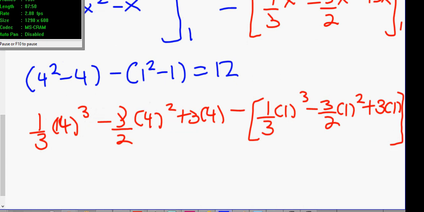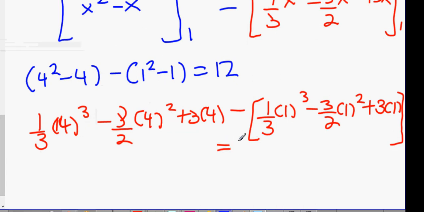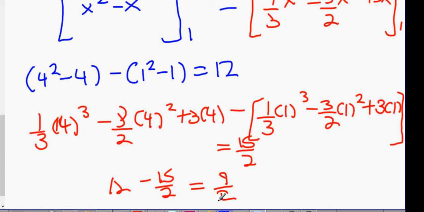Okay guys, so the red one turns out to be 15 over 2. So it's going to be 12 minus 15 over 2. And what's the answer to that? 9 over 2. Yeah, that's the answer. And that's the answer back in the book? Yeah. Good man. Right, well done guys.